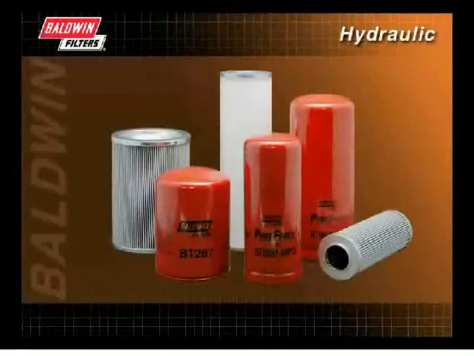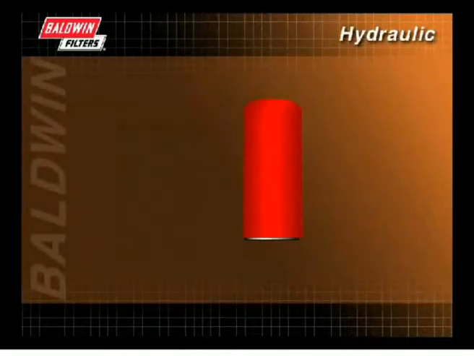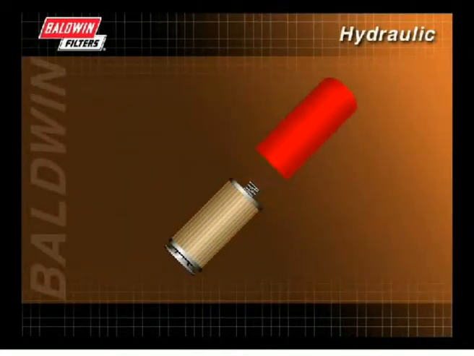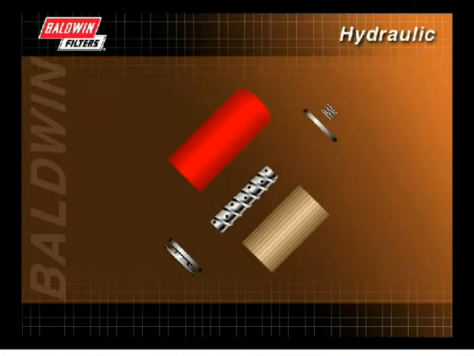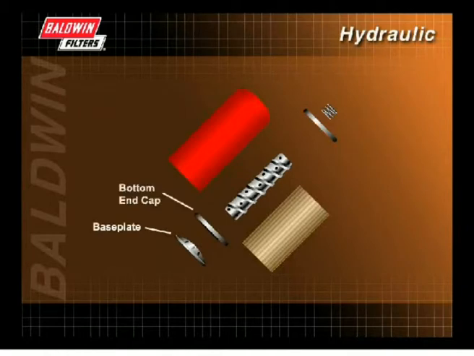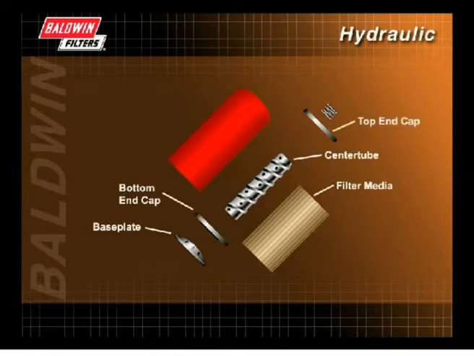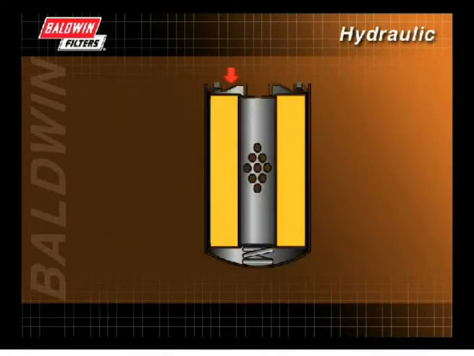The purpose of the hydraulic filter is to promote long system life by keeping damaging contaminants out of the hydraulic fluid. To better understand how a hydraulic filter works, let's look at the components of a typical spin-on filter. The primary components are a base plate assembly, a bottom end cap, a center tube, the filter media, a top end cap, a compression spring, and the canister. Fluid enters here, is filtered through the media, passes through the center tube, and into the system.